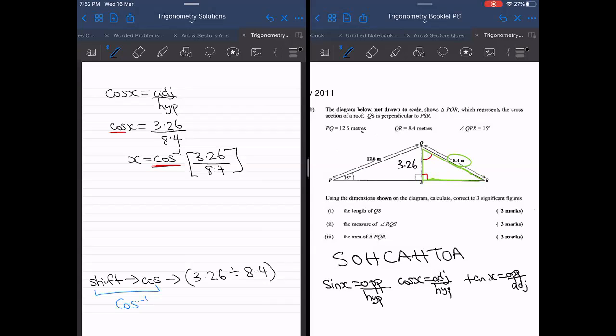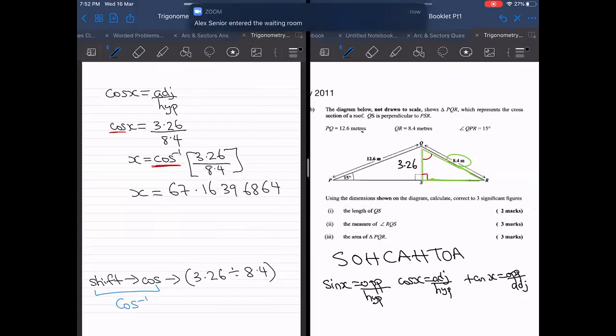All right, so we'll do the cos inverse of 3.26 divided by 8.4. I'm going to put the full thing and then we'll do the rounding. So you should be getting 67.16396864. That's what you should be seeing. So everybody, please try to put it in the calculator. Take my advice.